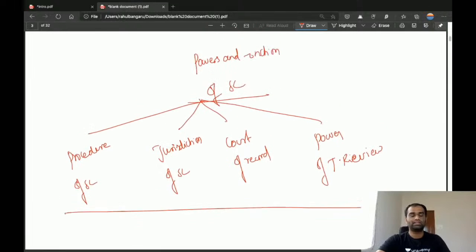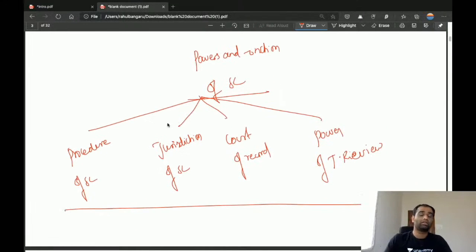So these are the things that we will be discussing: the powers and functions of the Supreme Court, the procedure of the Supreme Court, the jurisdiction of the Supreme Court, the Supreme Court as a court of record, and the power of judicial review of the Supreme Court.